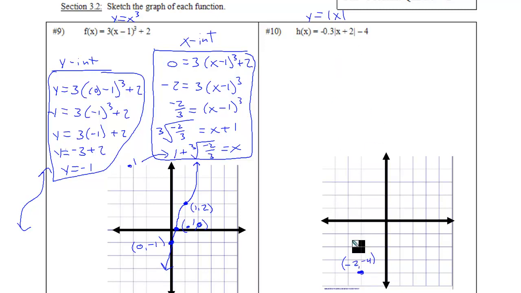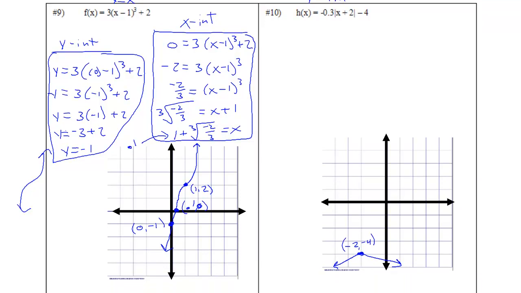It opens down instead of up because it was reflected, and this graph is a bit fatter than it was originally. As you can see, there's no x-intercept. It doesn't cross the x-axis. To find the y-intercept, you have permission to use your calculator or just do the algebra. It doesn't take that long.